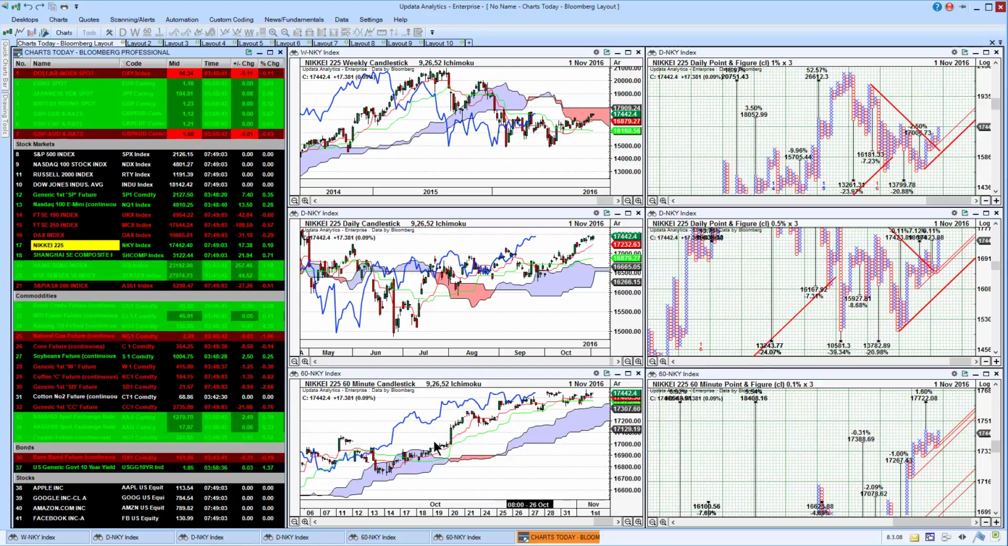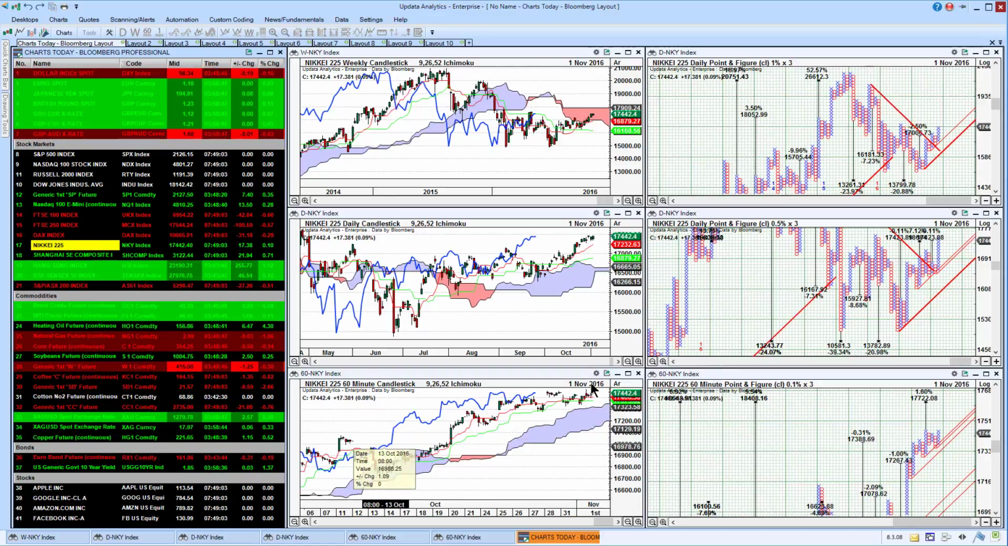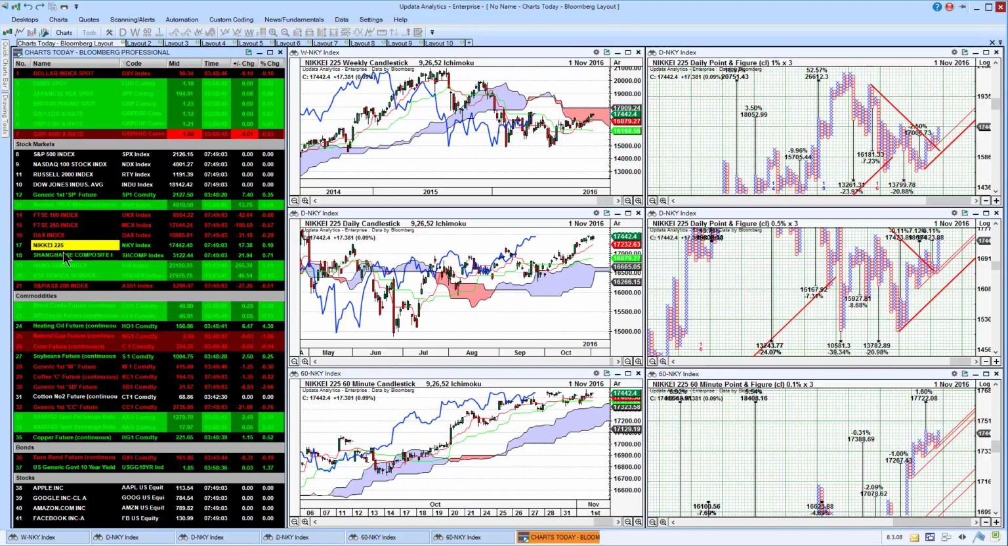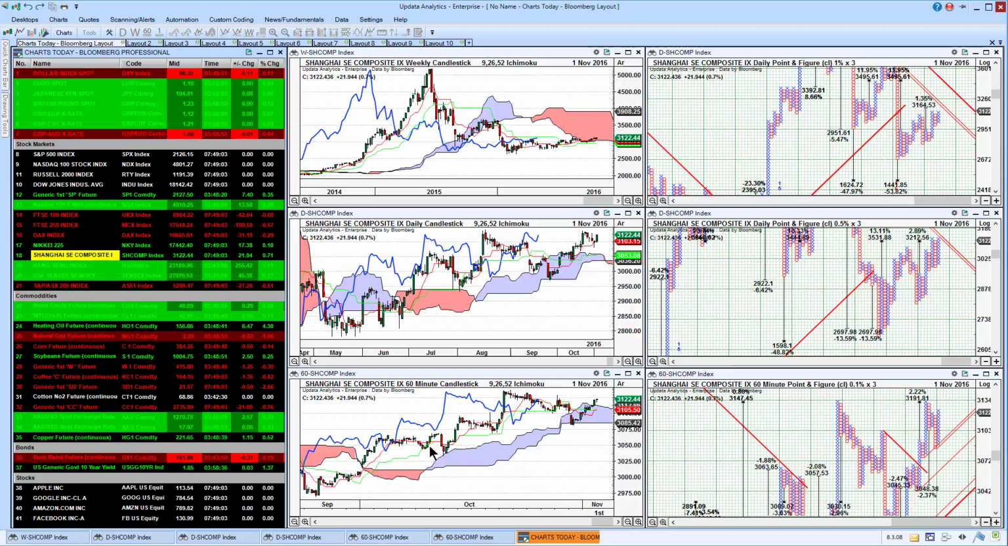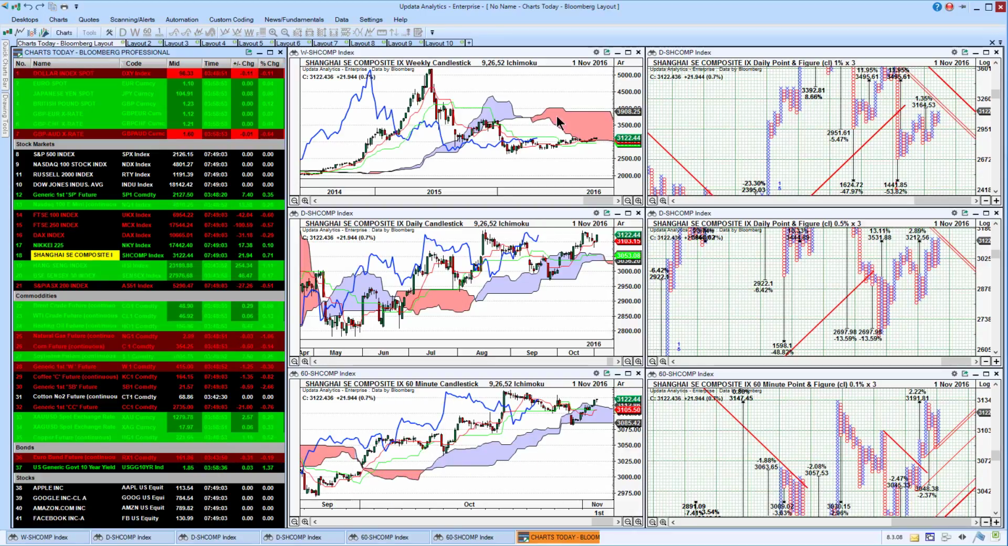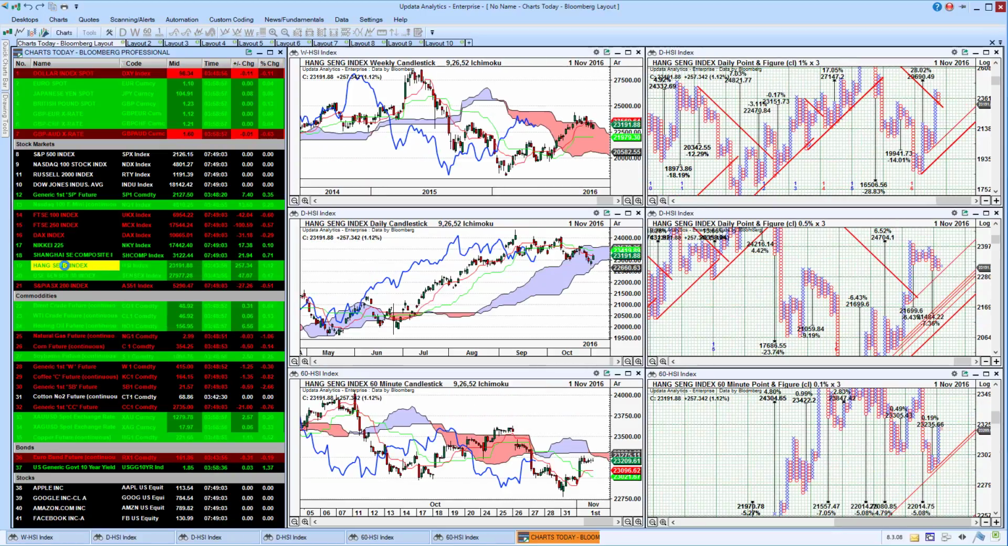Nikkei short term trend is being maintained here above the cloud. When we're above the cloud, we're bullish, remember. If we look at Shanghai, again, we're in bullish mode. Long term bearish, but we're in bullish mode here. And recently the Hang Seng had a bit of a sell off.